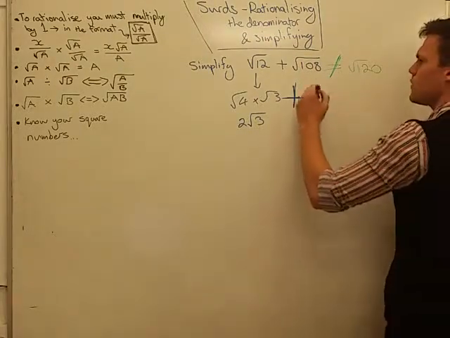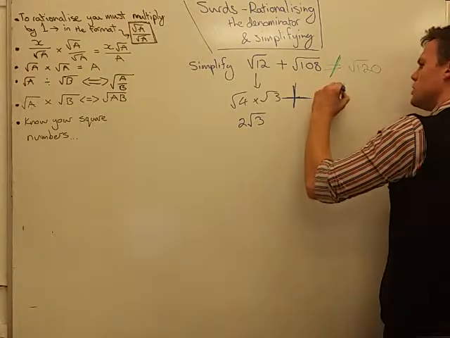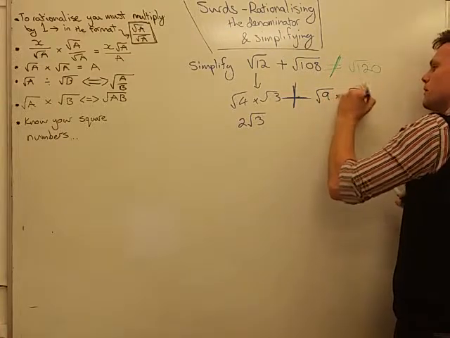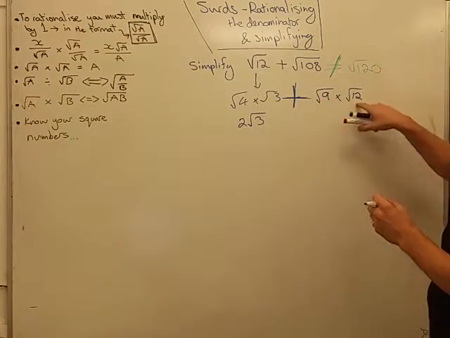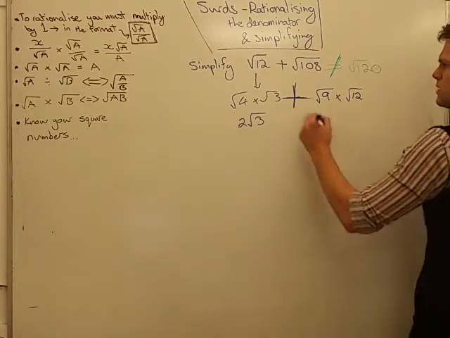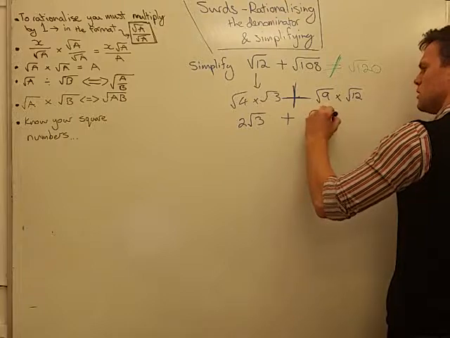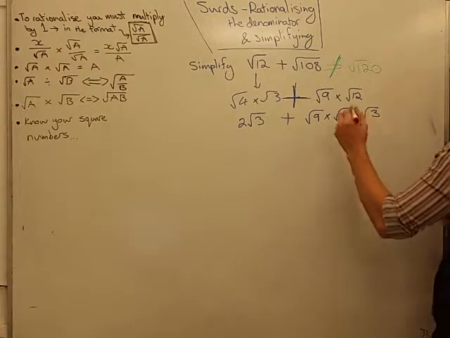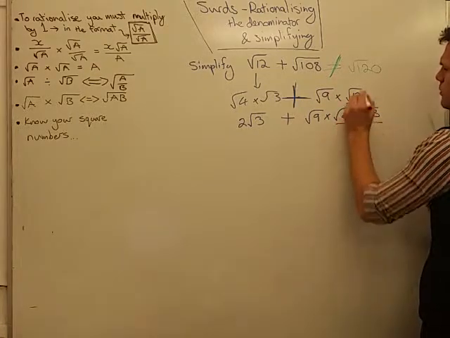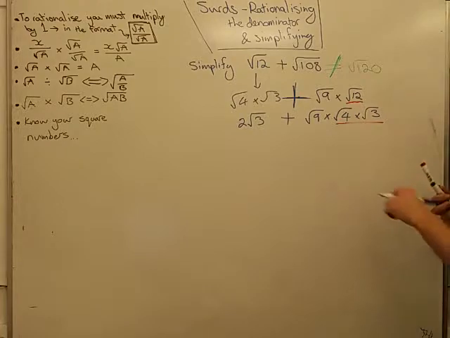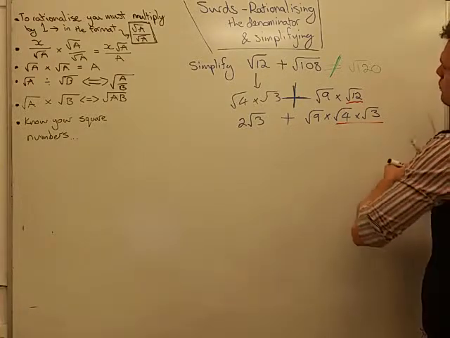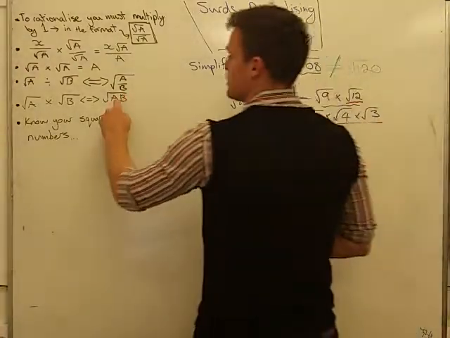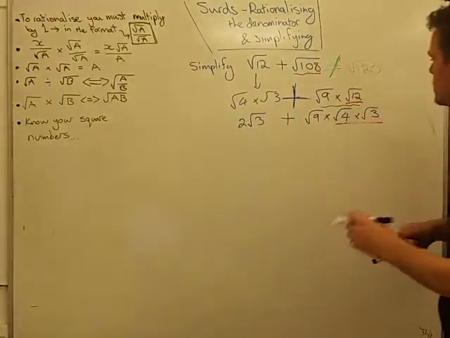Alright, so that is going to be root 9 times root 12. But I know that root 12 is actually root of 4 times 3. So let's just do this, plus root 9 times root 4 times root 3. If you don't know where I got that, I got these from root 12. I just split that out. I've got root 9 times root 12 from root 108, using this method going backwards. Alright, so let's continue this.